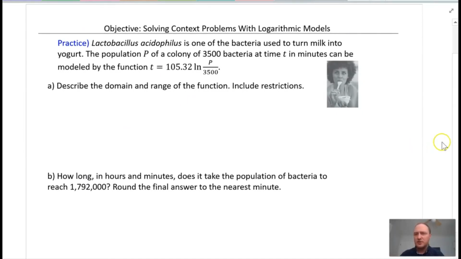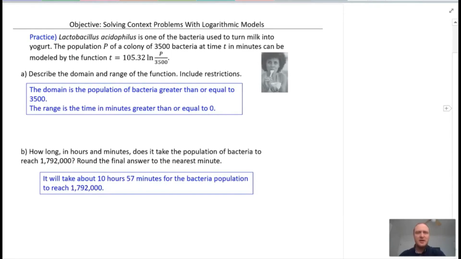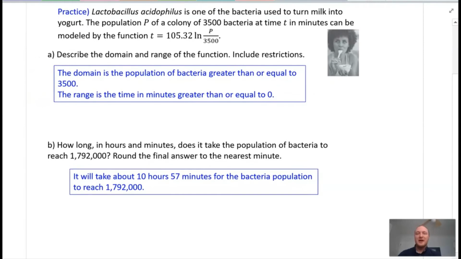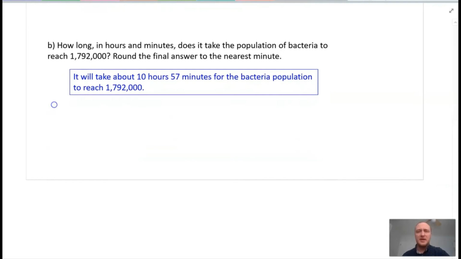Okay, so hopefully you have tried this. Here are the solutions. The domain is the population of bacteria greater than or equal to 3,500. The population must be that so that the range, time, is greater than 0. And for the calculation, it will take about 10 hours and 57 minutes for the bacteria population to reach that rate.